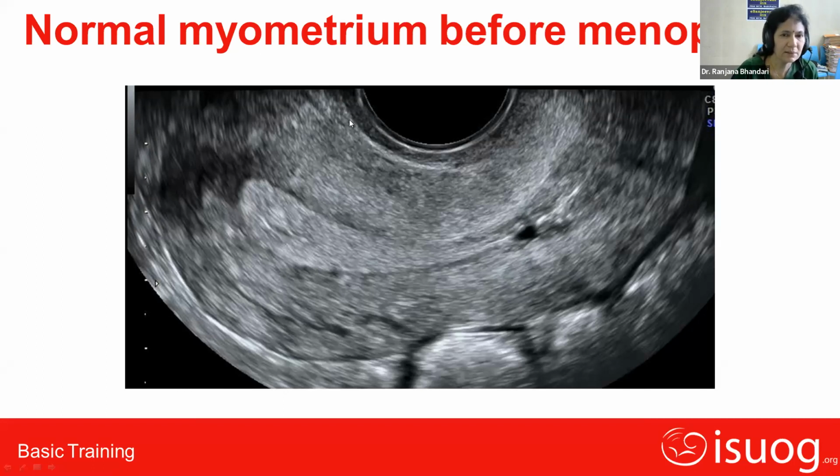Myometrium has 3 layers: outer layer, middle layer and inner layer. Outer and middle layer are separated by the arcuate vessels.